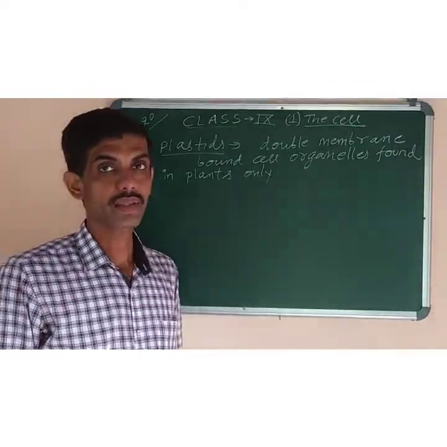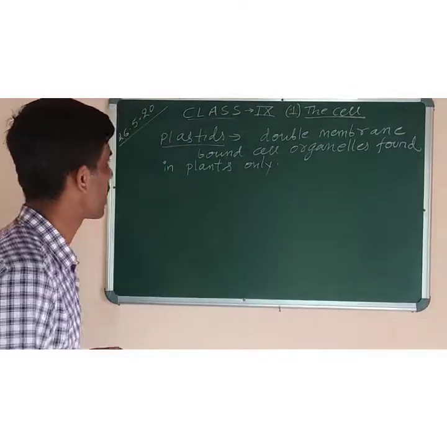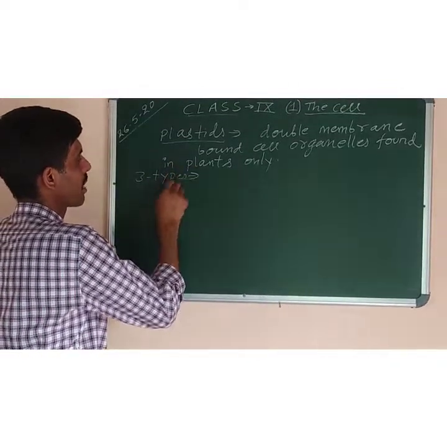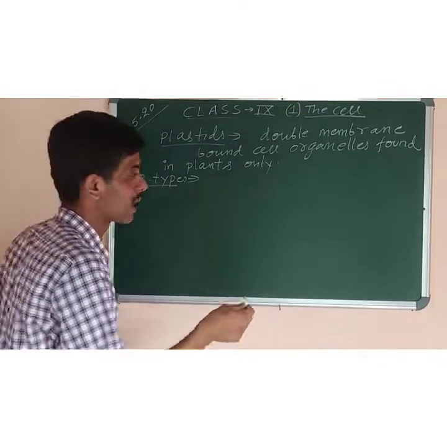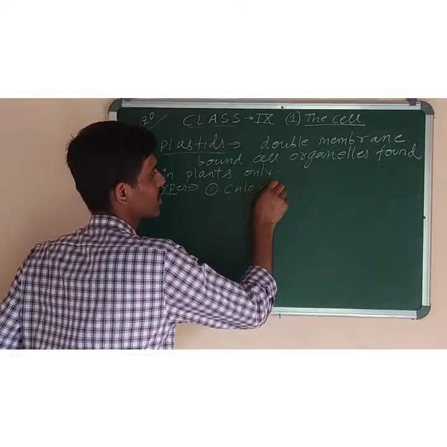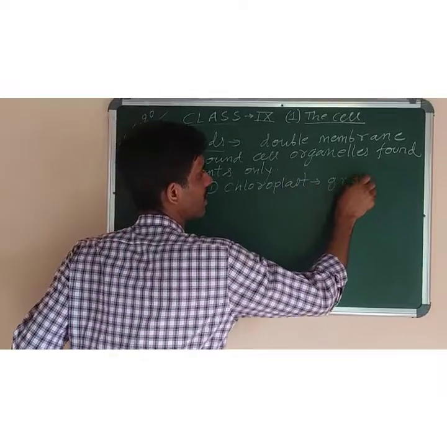And there are three types of plastids according to their color, what color they impart. Three types of plastids are there. What are they? I'll just write the name and the color which they give. Number one is chloroplast. The green colored plastid is called chloroplast. So I am writing the color here, green color.